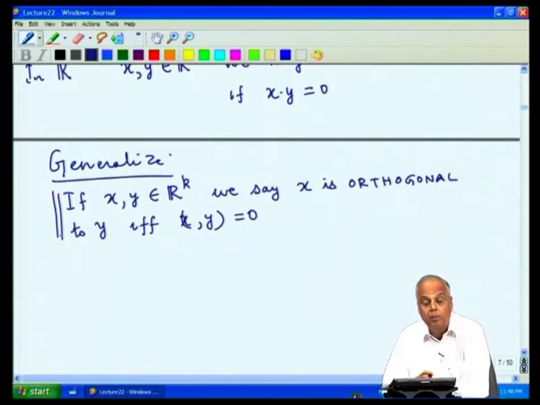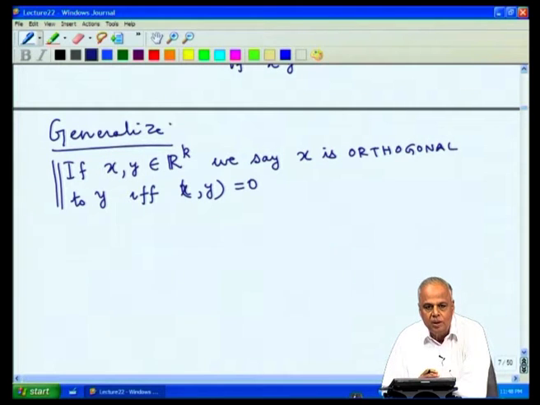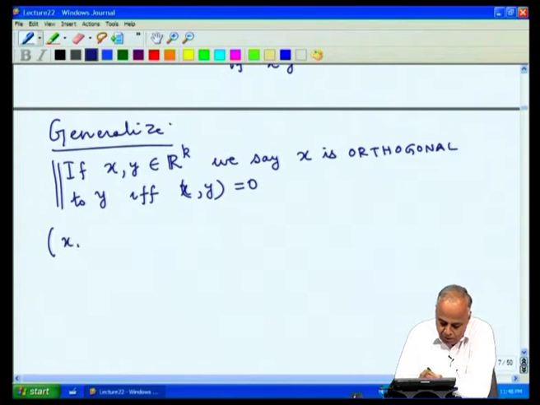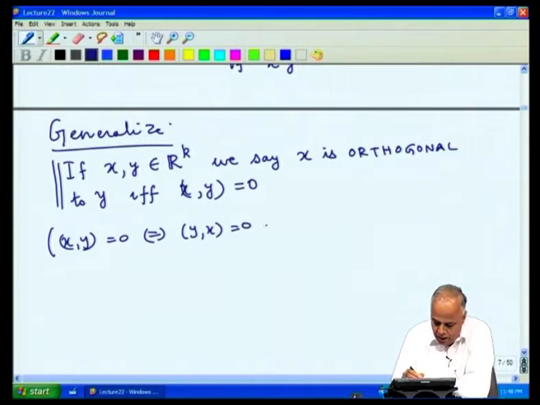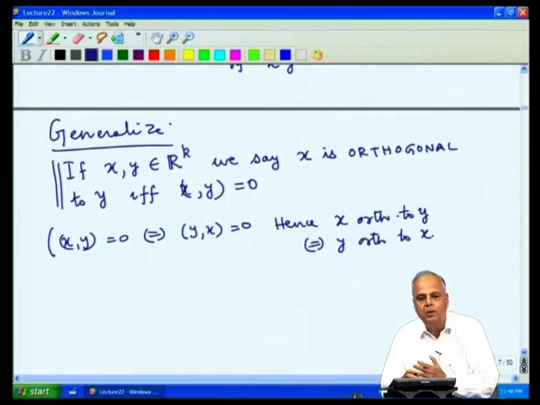Recall that the inner product of two vectors is a number. If that number is 0, we say x is orthogonal to y. Now, if ⟨x, y⟩ is 0, ⟨y, x⟩ is also 0. So, if x is orthogonal to y, y is automatically orthogonal to x. So, ⟨x, y⟩ equals 0 if and only if ⟨y, x⟩ equals 0. Hence, x is orthogonal to y if and only if y is orthogonal to x, and that is why we will not say x is orthogonal to y or y is orthogonal to x, we will simply say x and y are orthogonal.